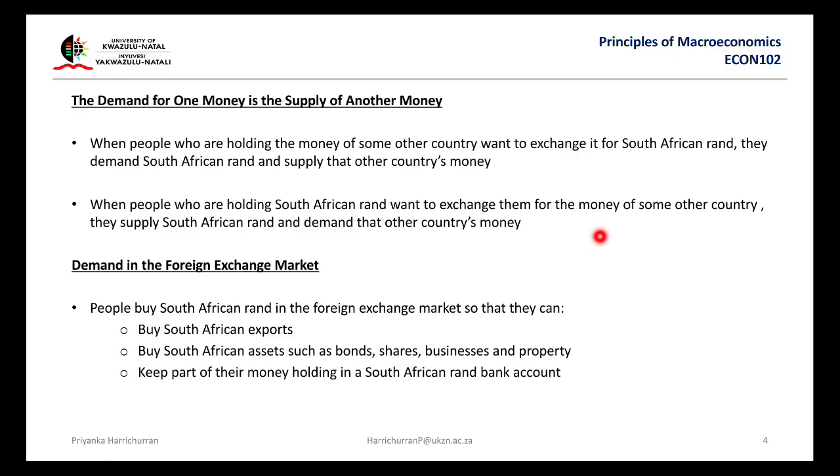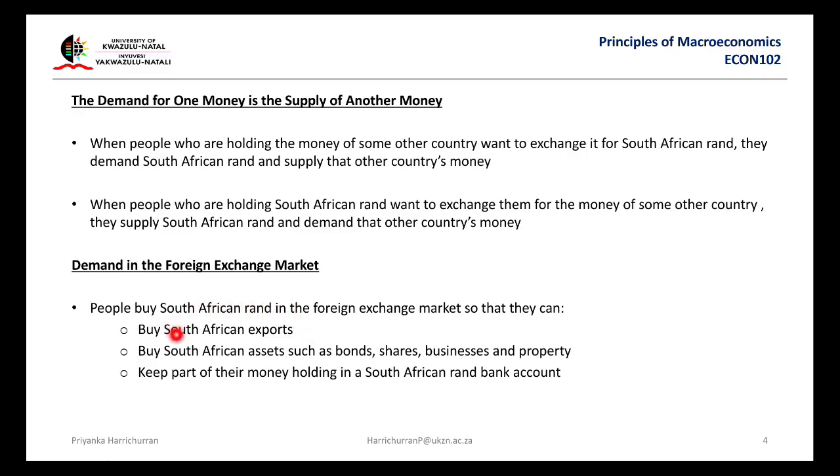Right? Now, the demand in the foreign exchange markets. People buy South African rand in the foreign exchange market. So, why do people in other countries want to buy our rand? It's because they want to buy South African exports. Now, remember, when you want to buy a good from another country that uses a different currency, you have to buy it in their currency. So I can't go to America and use my rands over there. No, I have to buy the currency. Similarly, when people demand the rand, the reason is because they want to buy exports, right?